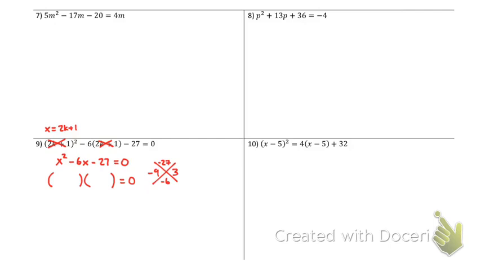It's going to be x minus 9 and x plus 3. Okay, and we're just going to solve exactly how we did before. Set them equal to 0. And solve. So here we're going to add 9. X equals 9. Here we're going to subtract 3.